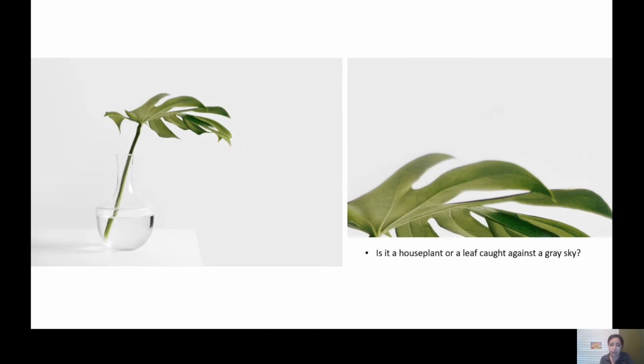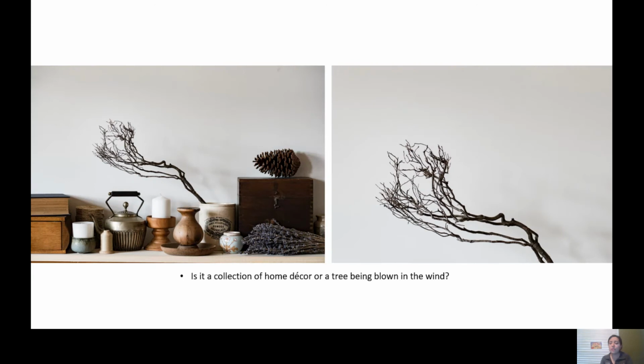If you happen to have in your household a flower in a vase or just plants, you can also try zooming in. So on the left-hand side, you see the plant within a vase. On the right-hand side is a household plant or a leaf caught against a gray sky. So they zoomed in, and you can see that the background kind of looks as if it's outside in the gray sky. Okay, so even if you have collections of house decor at home, you can try working with that and zooming in and seeing what you get.